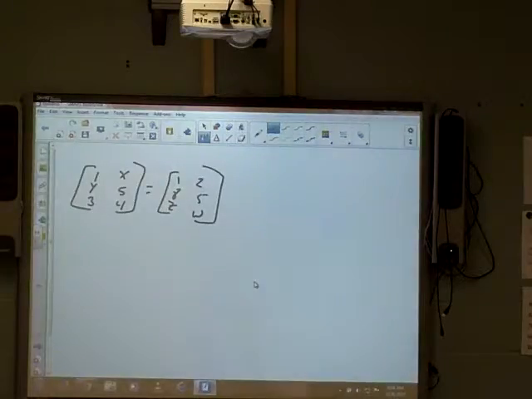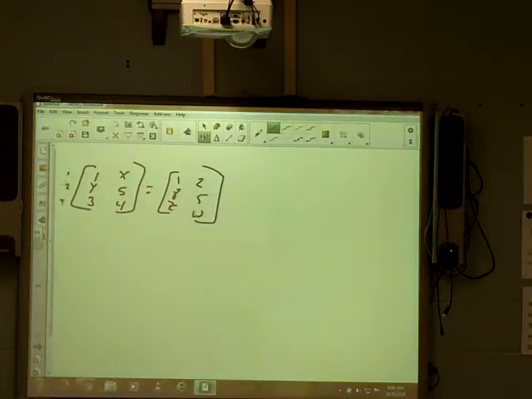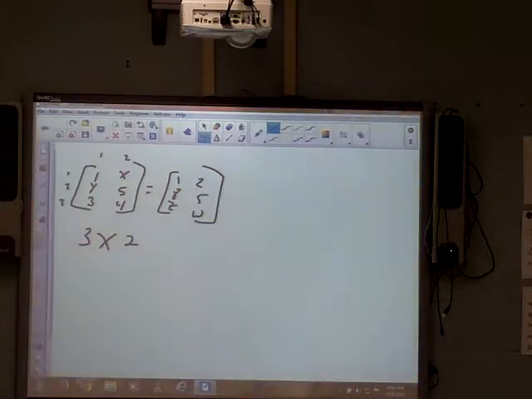Other way. 3 by 2, because it goes rows first. So there's 1 row, 2 rows, 3 rows. So that'd be 3 by, and then columns, 1 column, 2 columns. So those are both 3 by 2s.